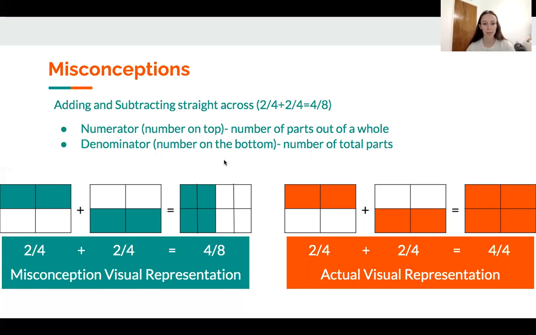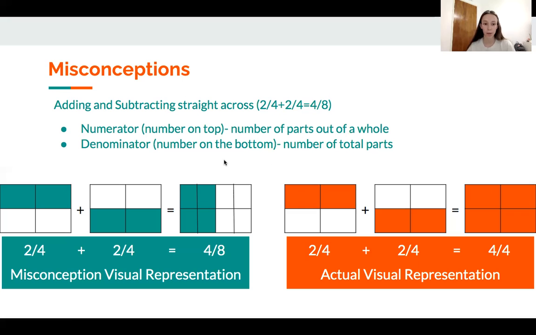Finally, addressing some misconceptions. One of the biggest misconceptions that a lot of students face when adding and subtracting fractions is adding and subtracting straight across. So for example, as you can see in the greenish blue misconception visual representation, a problem like 2/4 plus 2/4, a student might find the answer 4/8 by adding 2 and 2 and 4 and 4. But it's really important to show them the visuals and express the vocabulary.